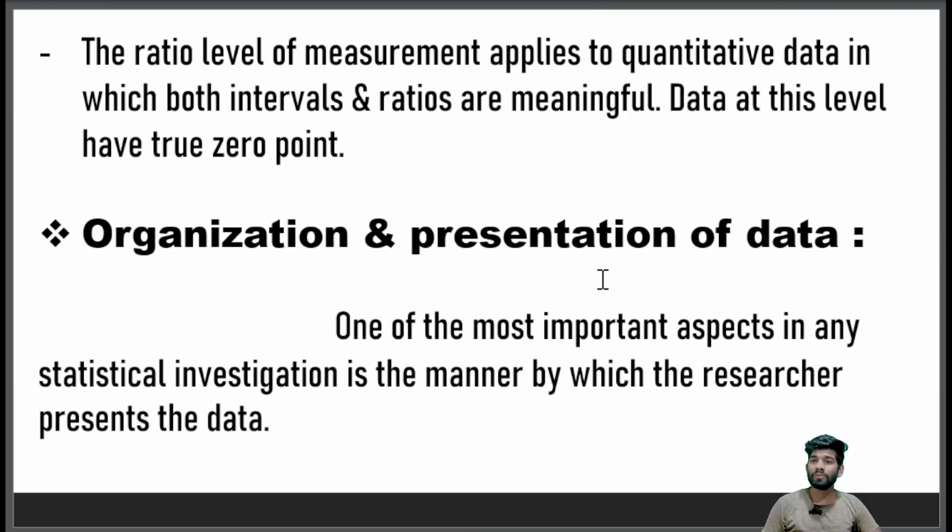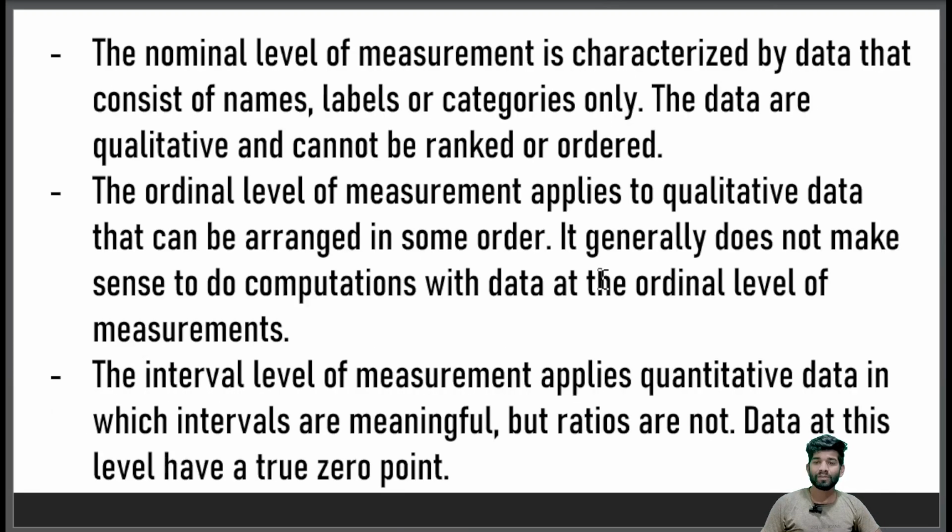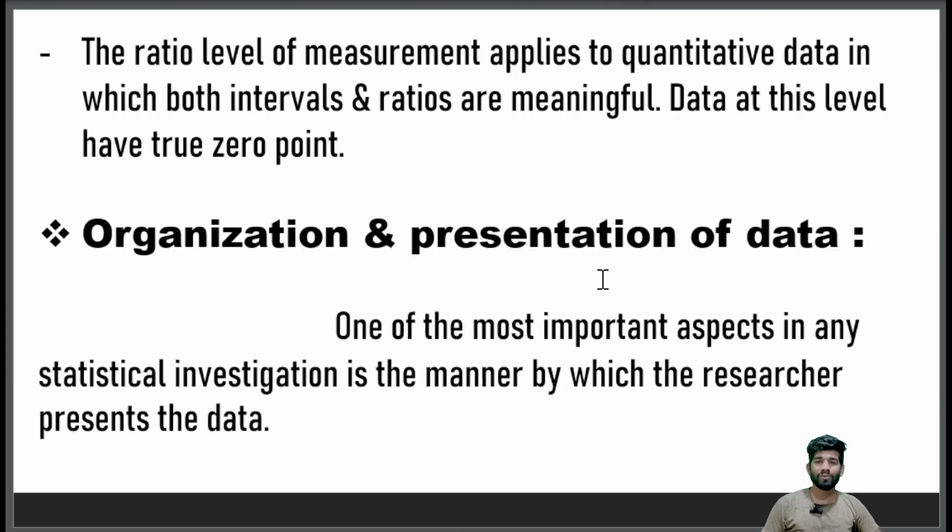Okay, the ratio level of measurement applies to quantitative data in which both intervals and ratios are meaningful. Data at this level have a true zero point. Here, the true zero point. You have to write down in comments what is a true zero point.